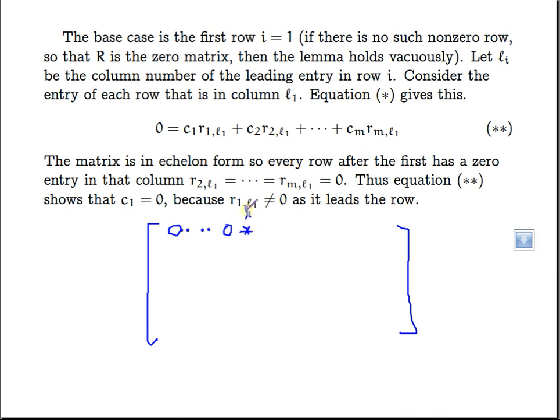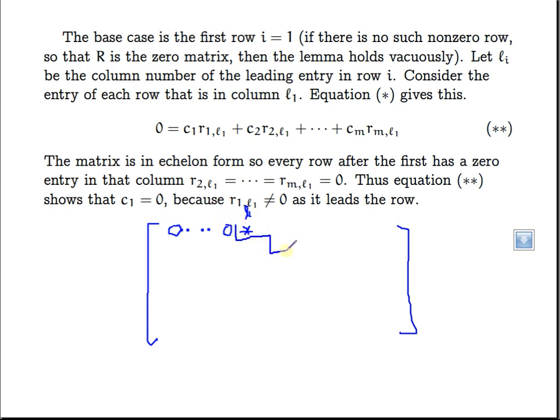Let's consider the entry in the L1 place of the linear combination of these rows. Our linear combination is C1R1 plus C2R2 and so on, plus CMRM. Now if we consider the L1 entry of that result, since we're saying that the linear combination is 0, this L1 entry must also be 0. So we have 0 equals C1R1 L1 plus and so on. However, the matrix is in echelon form, so I could continue this.